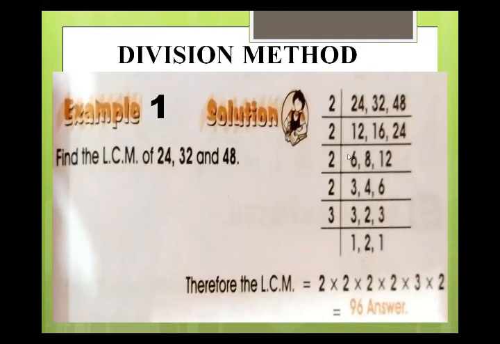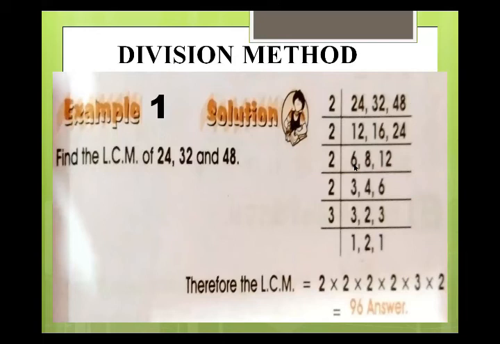So after finding the first divisor, you find the next step. Check whether 12 is divisible by 2 or not. 12 is divisible by 2, 16 is also divisible by 2, and similarly 24 is divisible by 2. If we divide 12 by 2, the answer is 6. If we divide 16 by 2, the answer is 8. And if we divide 24 by 2, the answer is 12.